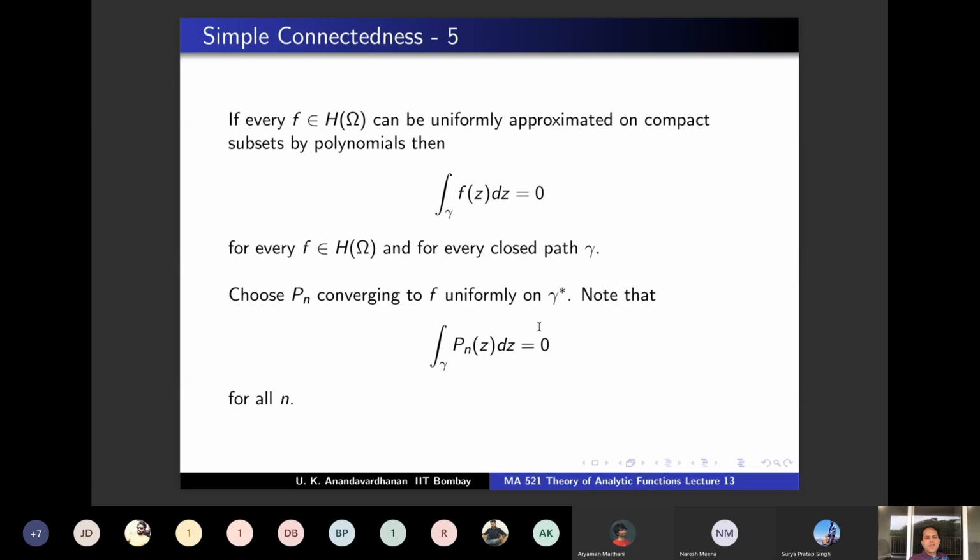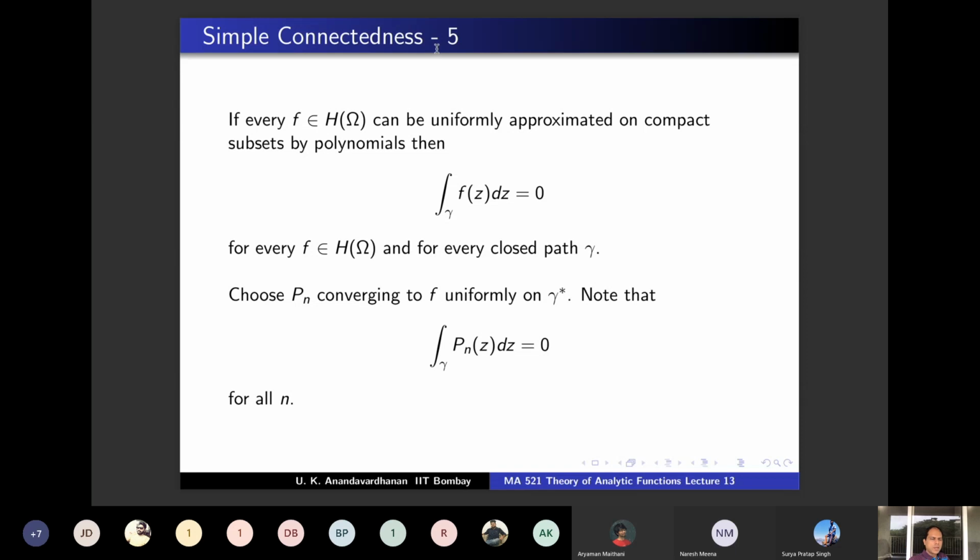But the integral of P_n(z) is 0, that is obvious, right? Because the integral of z to the power n dz is 0, because z to the power n has a primitive, z to the power n plus 1 by n plus 1. So the integral of polynomials is obviously 0, and so the limit of that is 0. So this follows. From the condition that it can be approximated uniformly by polynomials, the integral is 0 for every closed path and for every holomorphic function.